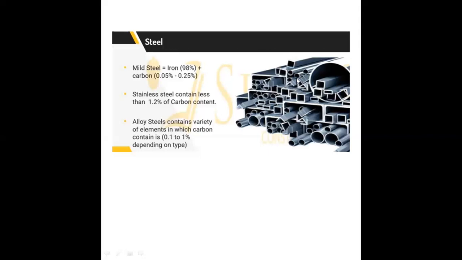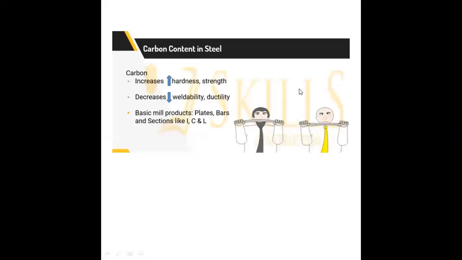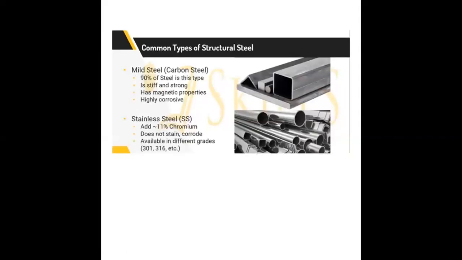We have seen this type of mild steel, and next we discuss carbon content in steel. We look at brittleness, hardness and toughness. Carbon increases hardness and strength, but decreases ductility. Then the basic mill products are plates, bars, and sections like I, C, and L. Then we discuss the common types of structural steel.